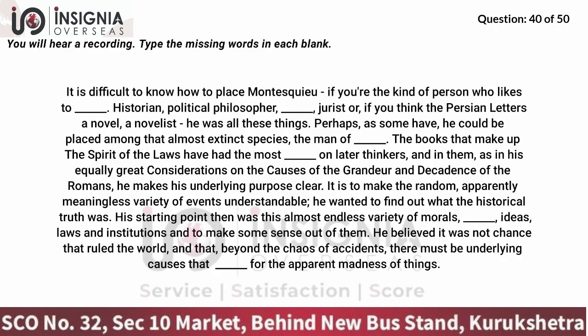The books that make up The Spirit of the Laws have had the most influence on later thinkers, and in them, as in his equally great Considerations on the Causes of the Grandeur and Decadence of the Romans, he makes his underlying purpose clear. It is to make the random, apparently meaningless variety of events understandable. He wanted to find out what the historical truth was. His starting point, then, was this almost endless variety of morals, customs, ideas, laws and institutions, and to make some sense out of them. He believed it was not chance that ruled the world, and that beyond the chaos of accidents, there must be underlying causes that account for the apparent madness of things.